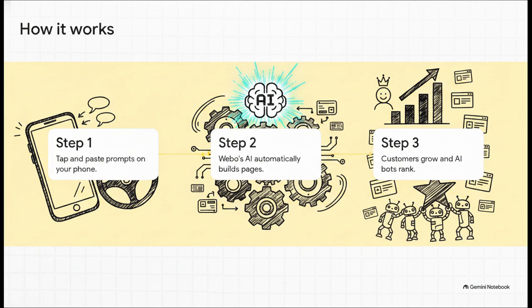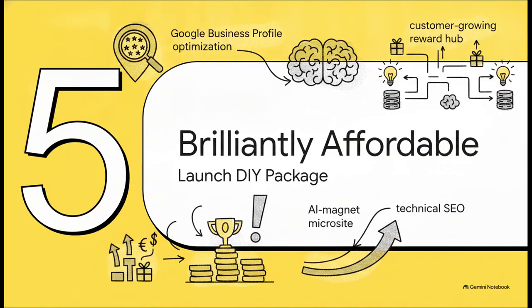And then, step 3 is just the payoff. Your customer base grows through the Customer Hub's loyalty programs, and the AI bots boost your search ranking using the Microsite Hub's perfectly structured data. It's a win-win. Finally, Section 5, brilliantly affordable.